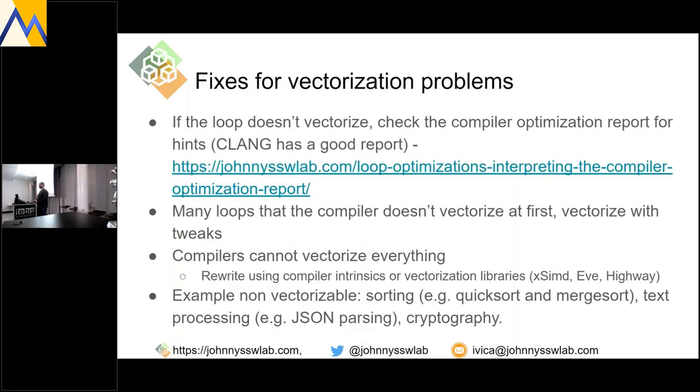Okay. What are the fixes for vectorization problems? It will be to go look at the compiler optimization report. Clang has a good one, and it will tell you what you need to do and how to vectorize. Many loops that at first don't vectorize, when you look at the vectorization compilation report and you play a bit, they do vectorize, and you will see a spike increase in speed improvement.